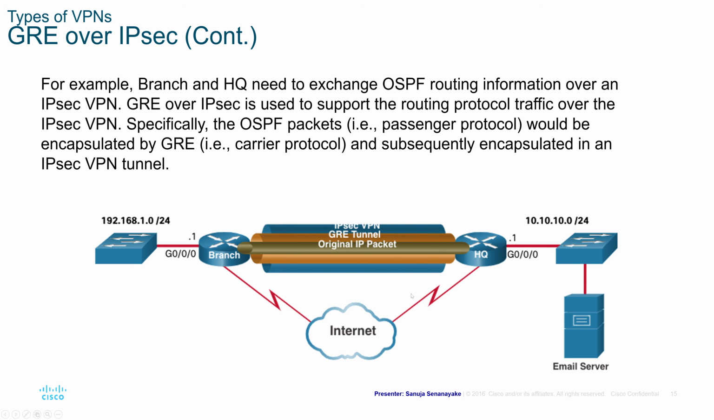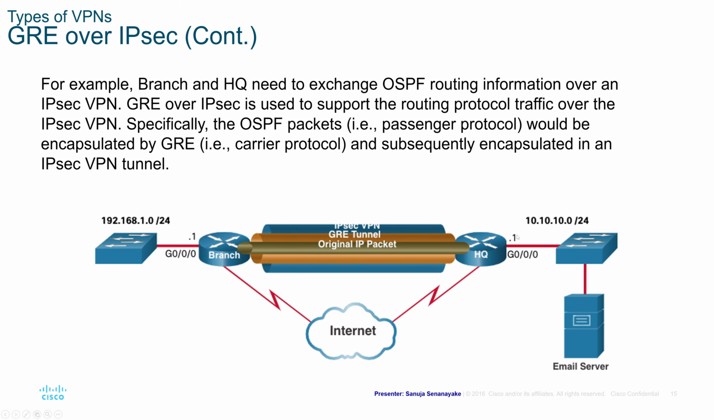So you can look at this as a way of how it is being layered. You have the original IP packet in the center, which is being protected by the GRE tunnel, which is being protected by the IPsec VPN. Even though it's a weird way of looking at it, you can think of it as layered security.